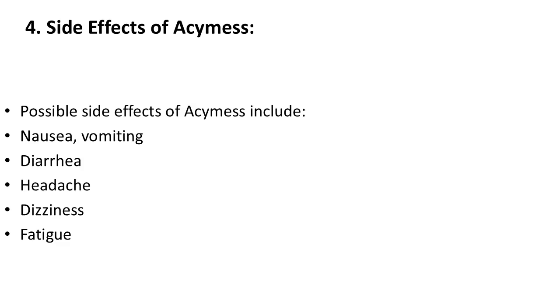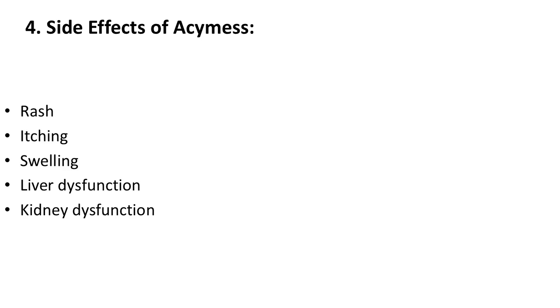Four, side effects of Acymess. Possible side effects of Acymess include nausea, vomiting, diarrhea, headache, dizziness, fatigue, rash, itching, swelling, liver dysfunction, and kidney dysfunction.